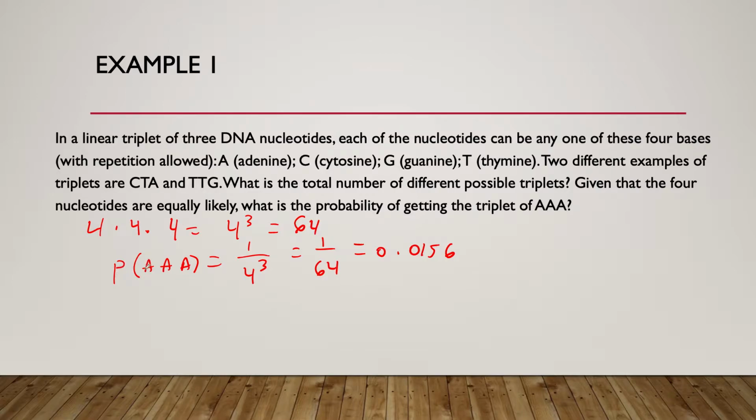And getting the choice of AAA happens once out of that 64, or 4 to the third power. So 1 divided by 64 gives us about 0.0156 as the probability.